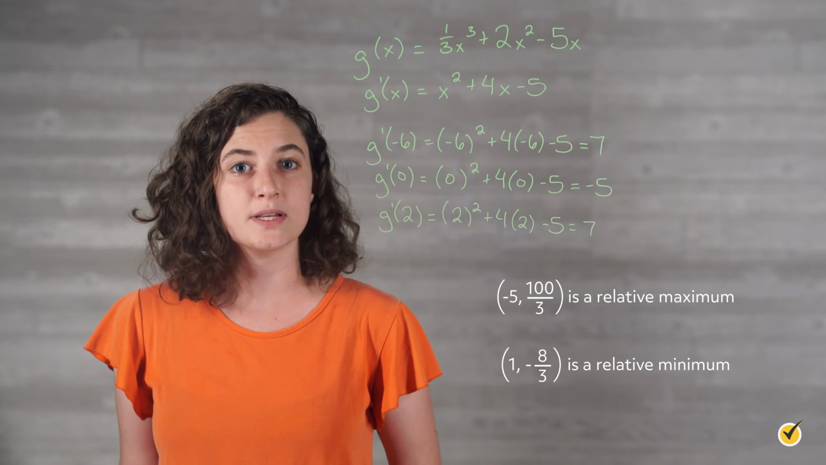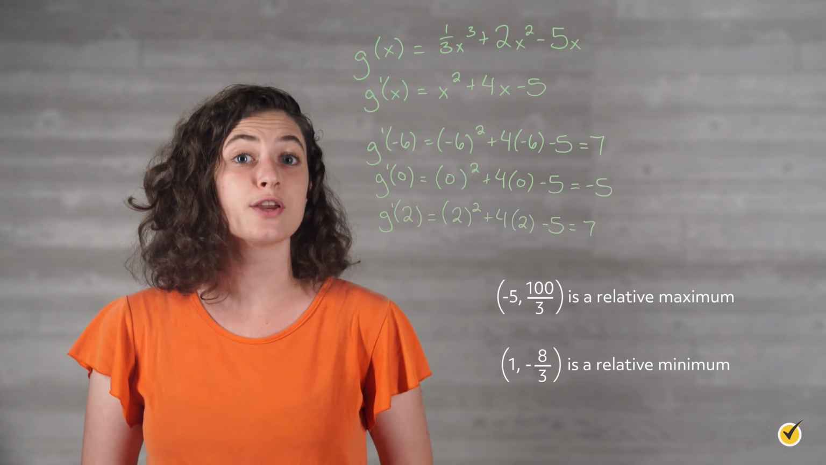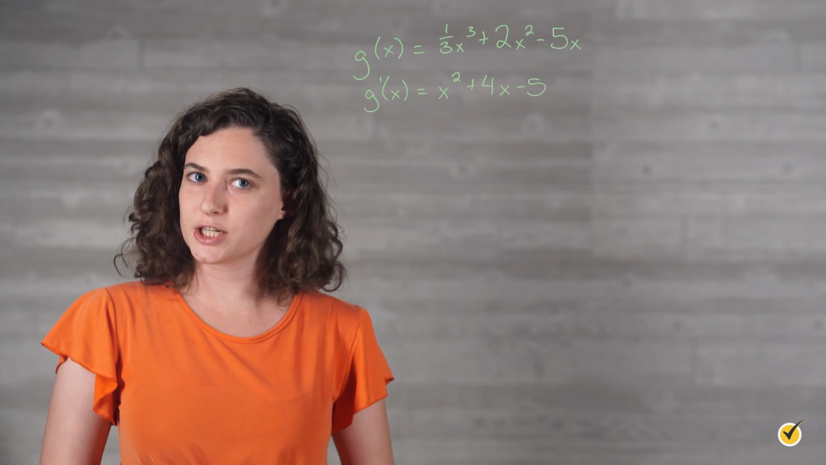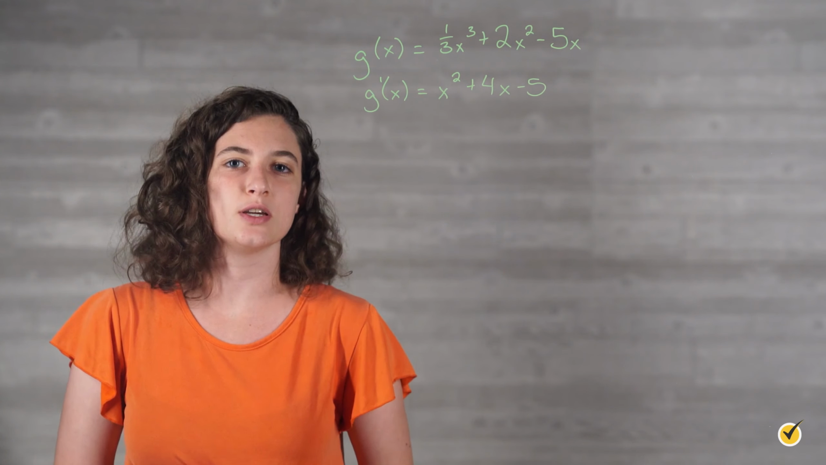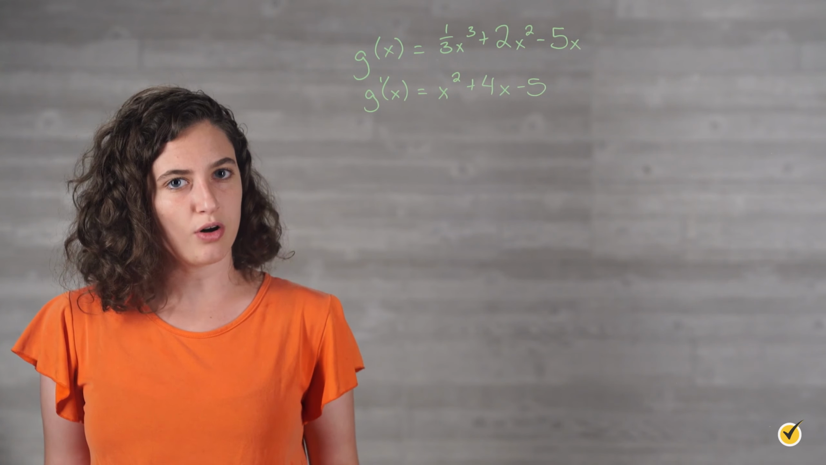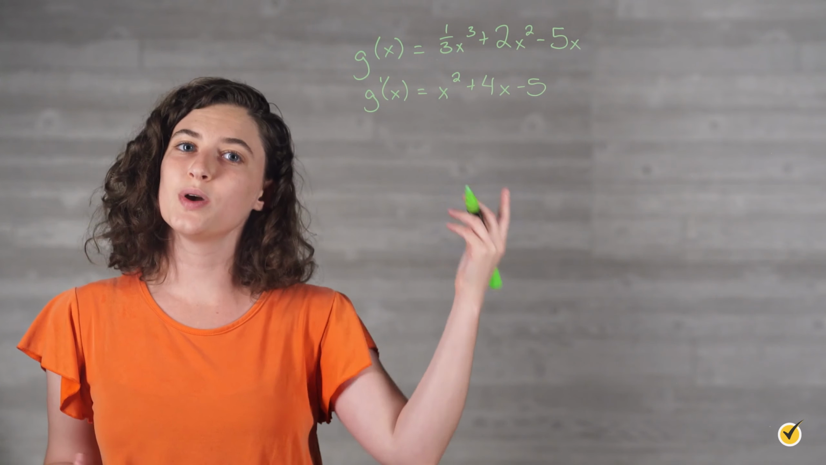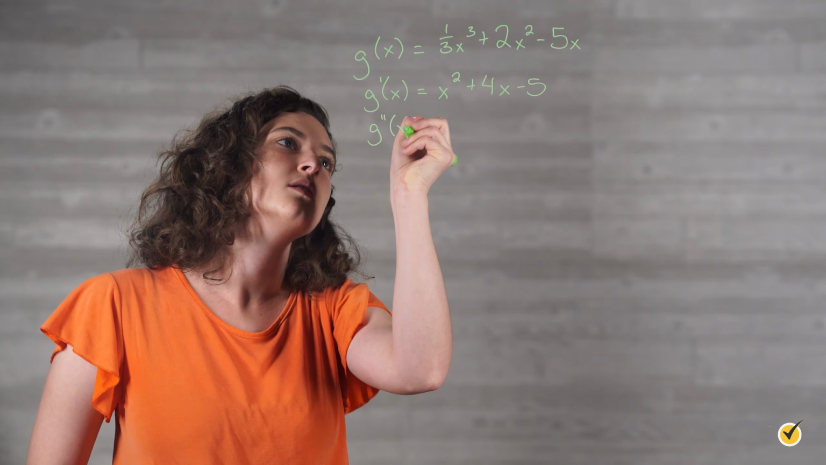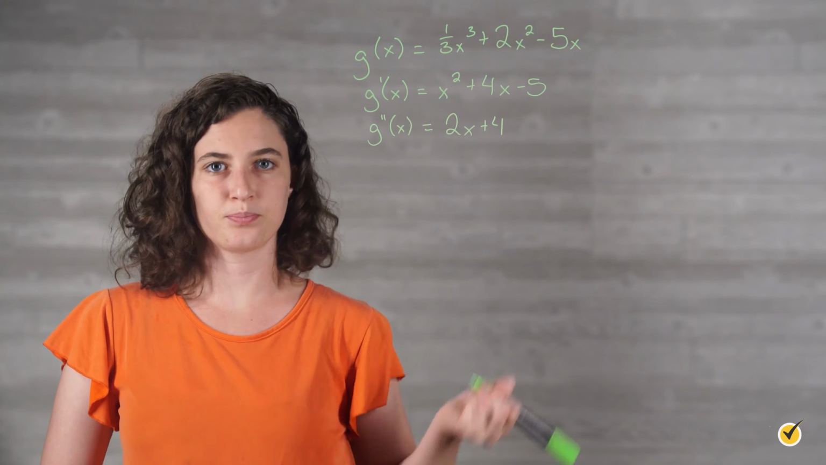Because the function goes up and down further than the critical points, though, they are not absolute extrema and are rather relative extrema. Our next task is locating any inflection points. To do this, we need to take the second derivative and find where it is equal to 0. Since we already know g prime of x is equal to x squared plus 4x minus 5, we can now find the second derivative. So g double prime of x is equal to 2x plus 4.